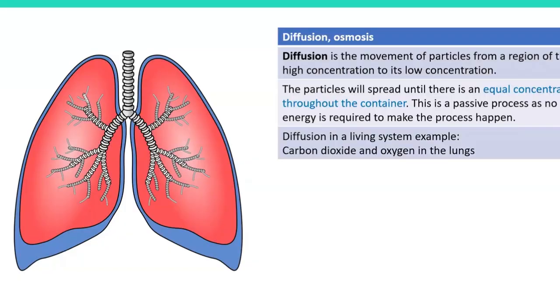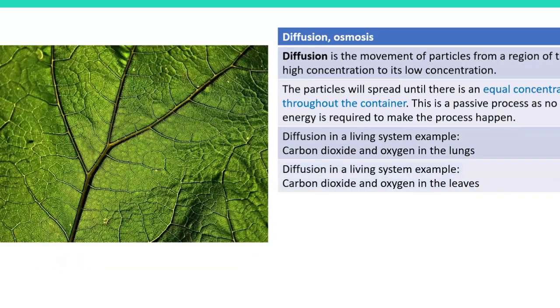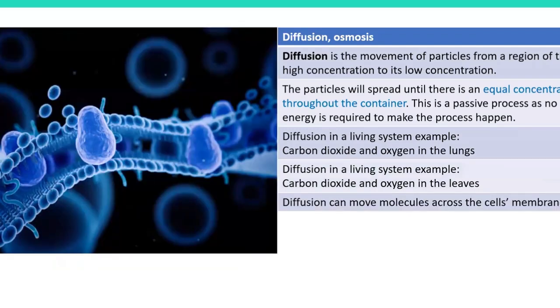So the lungs are an exchange surface that rely on diffusion. We've just been talking for the last session about the digestive system, which is also an exchange surface. So both the lungs and the digestive system are adapted to maximize diffusion. Happens in leaves as well. It's how leaves get their carbon dioxide and oxygen in and out for photosynthesis.